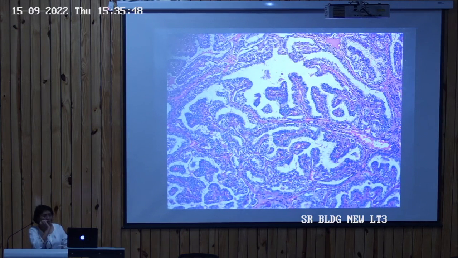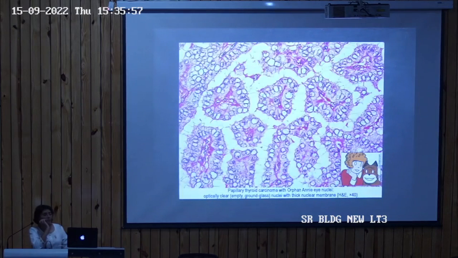Lots of papillae with fibrovascular core. You're supposed to write that in your answer sheets. Lots of papillary infoldings with fibrovascular core. And what do the individual cells look like? The individual cells look like what is known as Orphan Annie eyes. Okay, basically they have empty or optically clear nuclei. The follicular cells which you had seen were cuboidal, now they are looking optically clear.